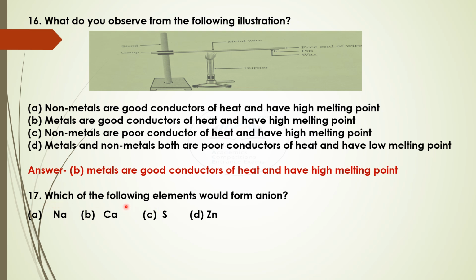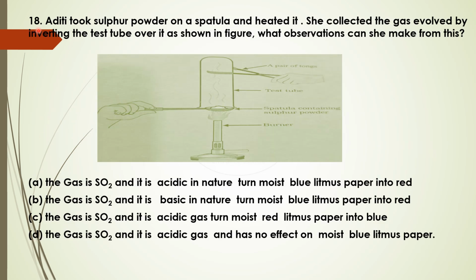Question 17. Which of the following elements would form an anion? You know cations and anions? Yes, it is C, sulfur. S is the symbol.